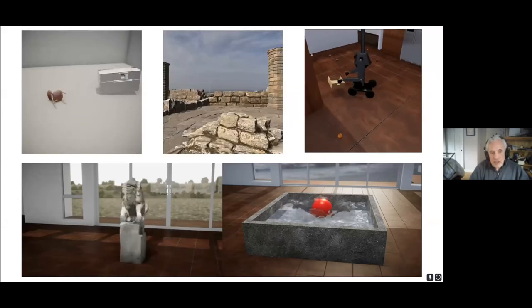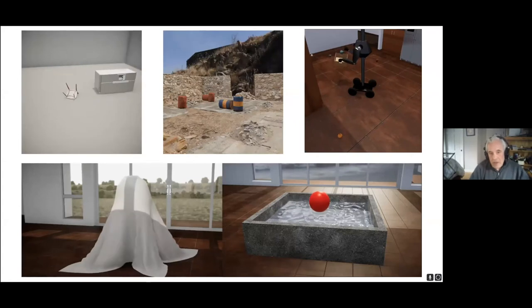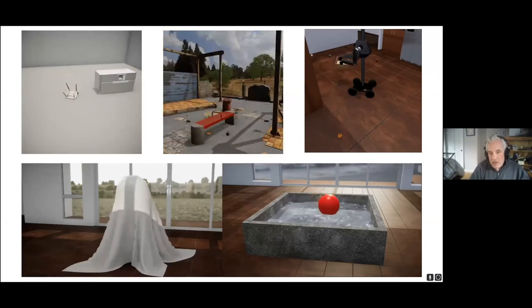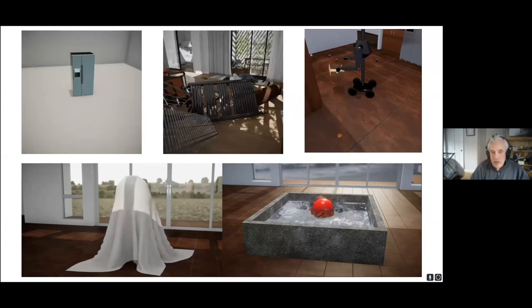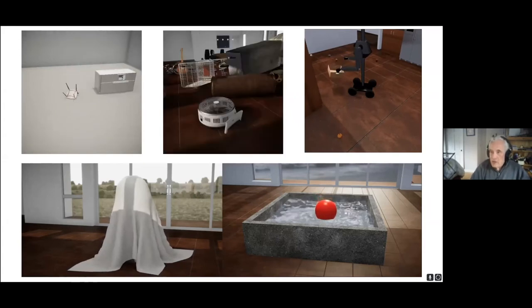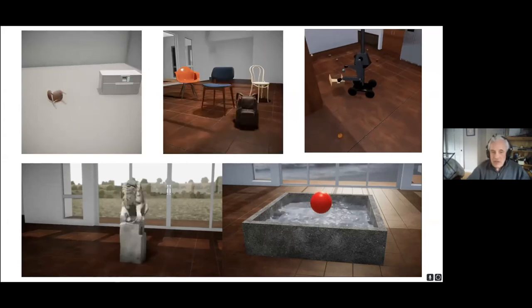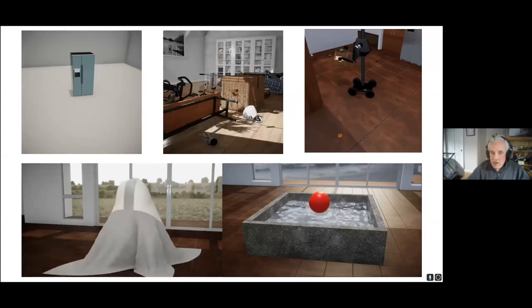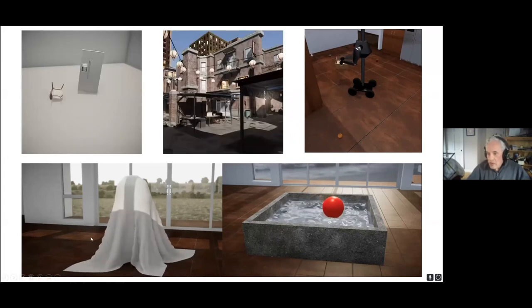TDW is built on top of the state-of-the-art game development platform Unity. Unity is cross-platform, so this allows us to run TDW on Windows, OS X, and Linux. It handles the image rendering, audio rendering, and physics for us. So what you're seeing on the screen are just some examples of TDW's simulation engine output, including its advanced physics. I'm going to certainly go into more detail about all of this shortly.